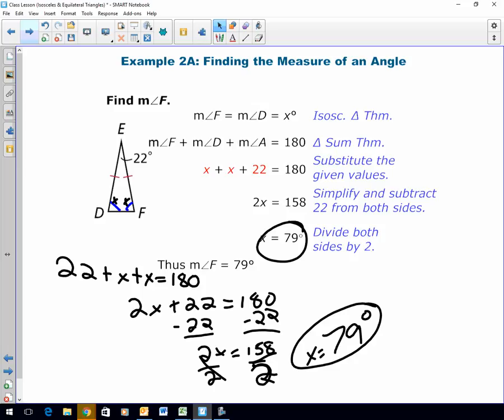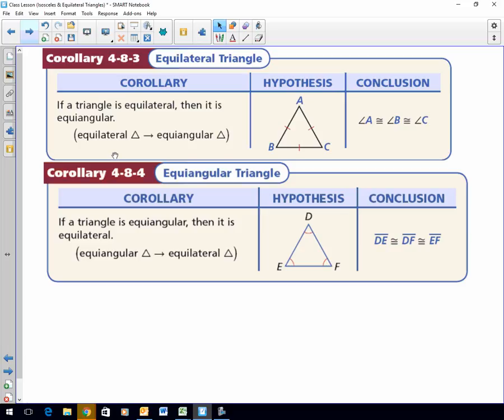So, trick question. What's the measure of angle D? What's the measure of angle F? What's the measure of angle E? If D to E is 10, what's the measure of EF? What's the measure of D to F? No, you don't know. There's no way to know that. You have to have more information.